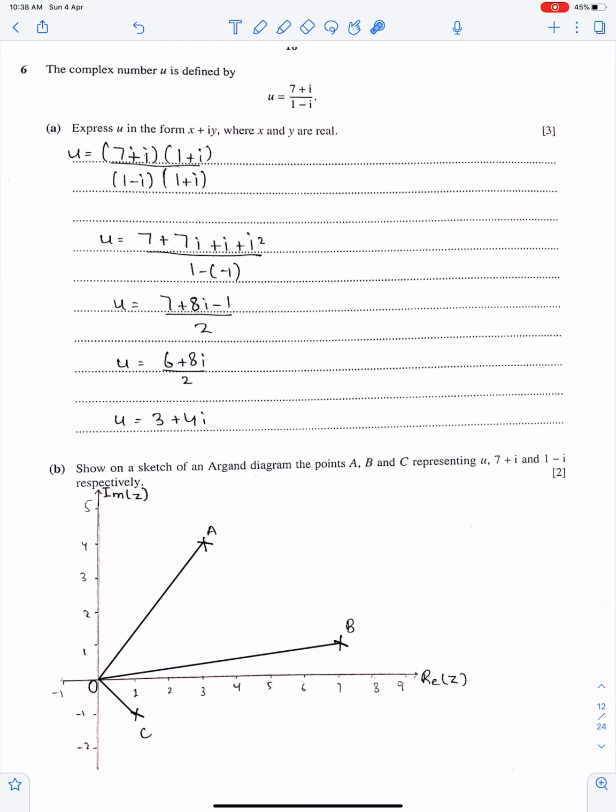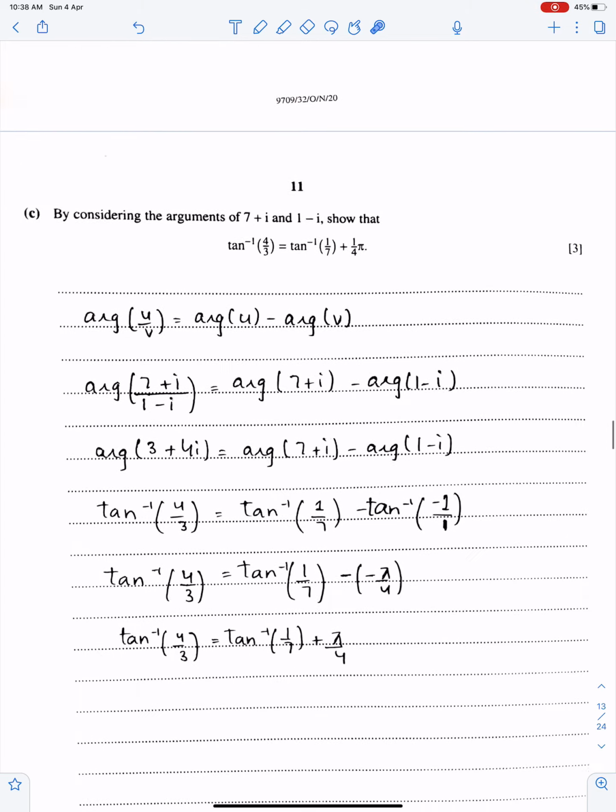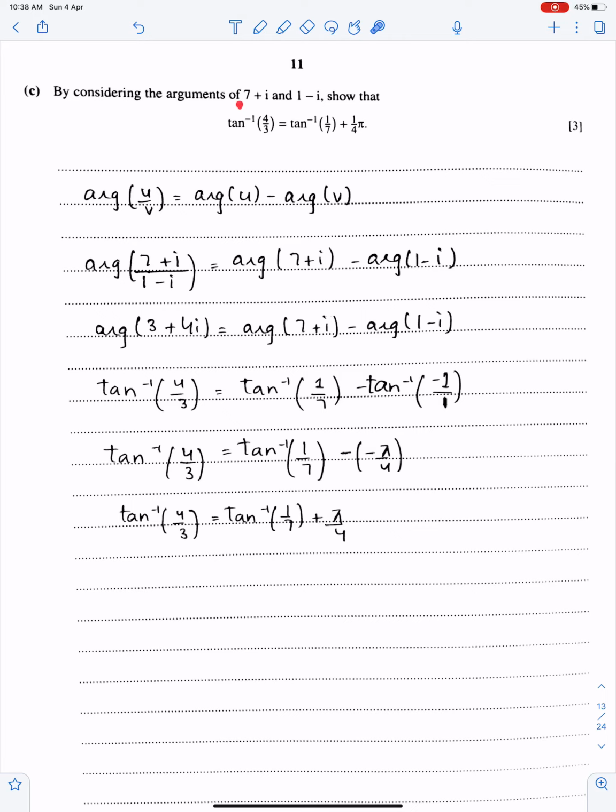Show on a sketch on an Argand diagram points A, B, C. A, or U, is this, so it is here, 3 plus 4i. Make sure you label the Argand diagram, real Z, imaginary Z. 7 plus i is here, which is B, and 1 minus i is here, which is C. Done. The next part: by considering the arguments of this and this, show that this thing.